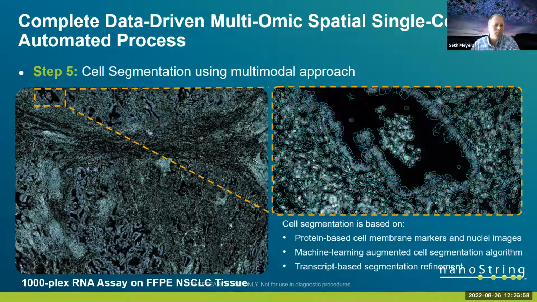What we really look at is a multimodal approach when we're looking at cell segmentation. So we utilize AI and machine learning. We have a Cellpose assay that we utilize. There's customization to that as well, where you can look at other algorithms that you want to profile for. But we utilize a protein-based cell membrane marker for nuclei images, and then a transcript-based segmentation refinement approach as well. So cell segmentation really is a multimodal approach that we utilize for the system as a whole.